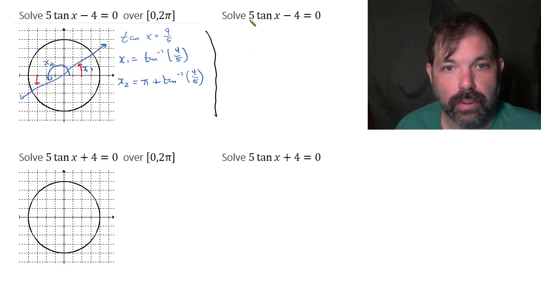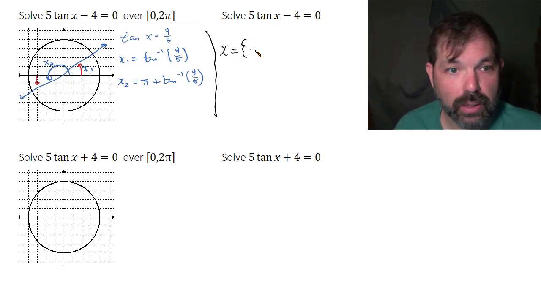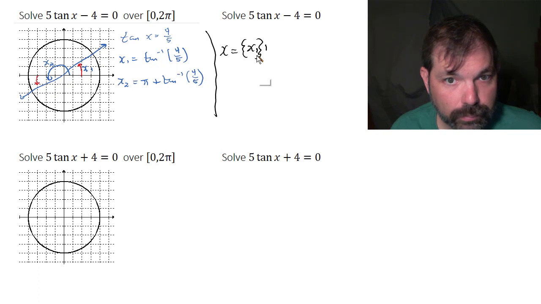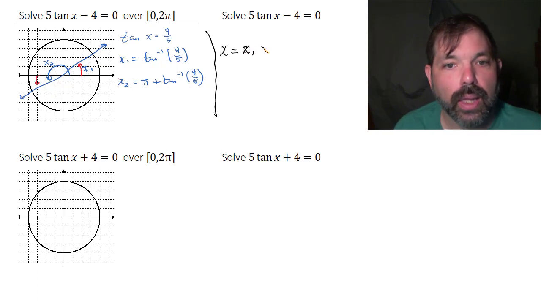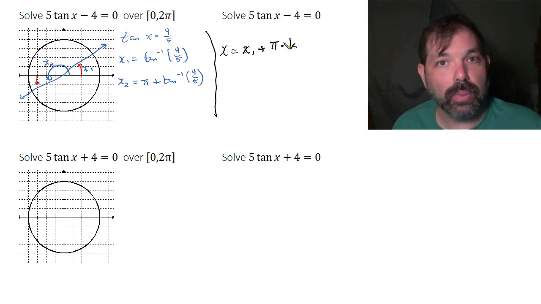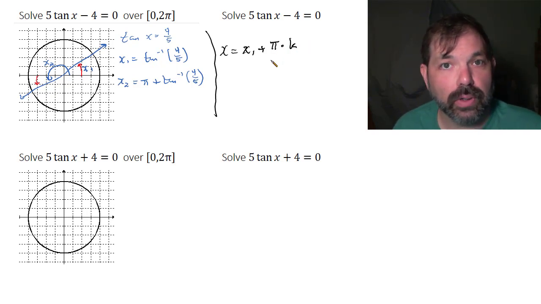So generally, for this one, if 5 tangent x minus 4 equals 0, then x is simply the one solution we need. So I'll just say x1. I only need one fundamental solution, the x1, and from that I will add pi times k. Because remember, the period of the tangent function is pi, not 2 pi.